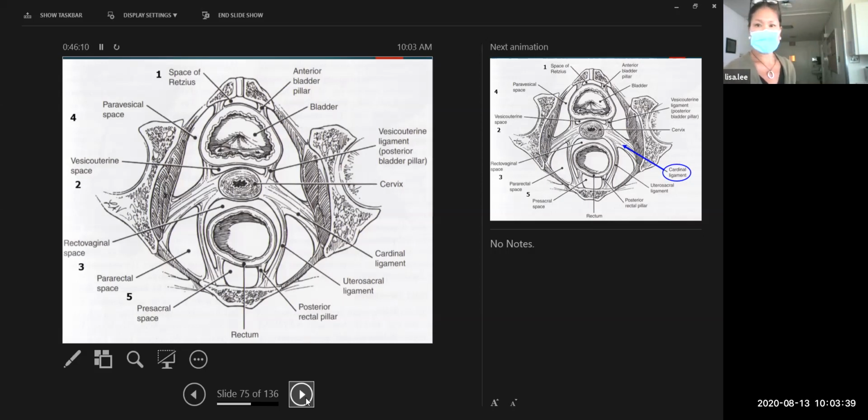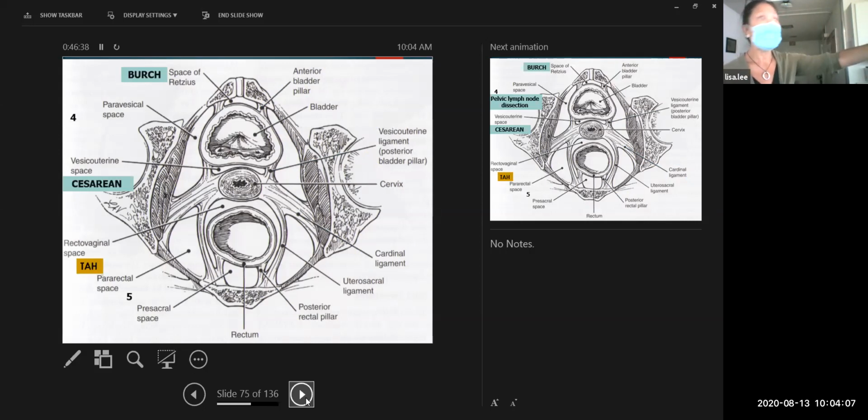Okay, so again, cardinal ligament, posterior rectal pillar. These are your ligaments on the side. How are these spaces clinically important? They're all labeled over there. So your space of Retzius, you're going to be in there when you're doing a Burch. Your vesico-uterine space, you're going to be in there when you're doing your C-section because that's what you're taking down. The recto-vaginal space, sometimes with your hysterectomy.